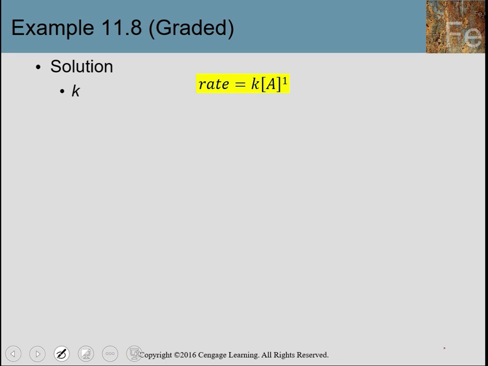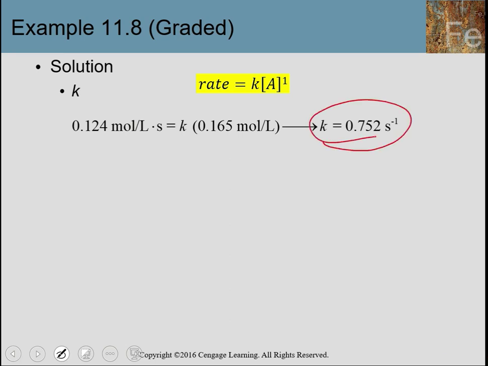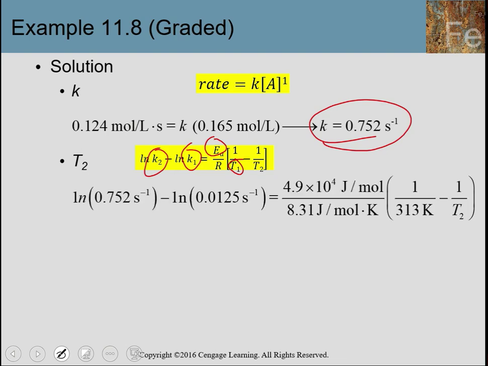So first thing we do is figure out what K is. So I take my rate equation, I plug in my two numbers. Rate, which I wanted 0.124, is equal to K times the concentration, and I find my K is 0.752. Then I'm going to use my Arrhenius equation. Again, I have a K2, I just got that. I had a K1. I had a T1. I had activation energy. I have all those pieces. Then I go back and plug the numbers in. See what's missing. The only thing missing is my T2.